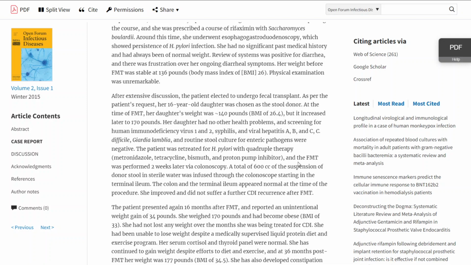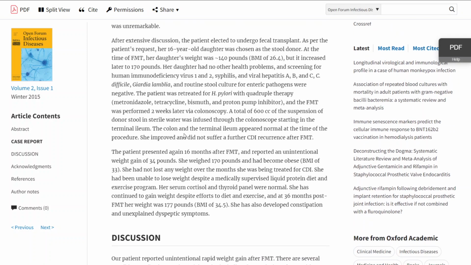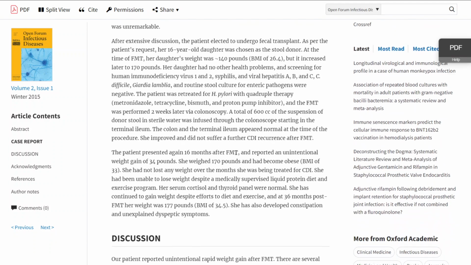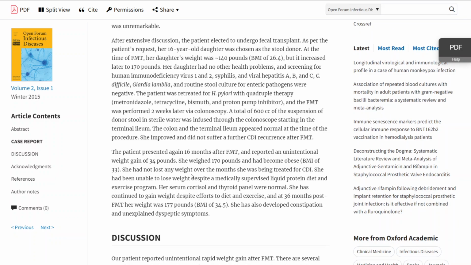This sounds a little gross, but this is a very well-established treatment for Clostridium difficile. It's very effective. What they did is they suspended the stool, and then they infused it using a colonoscopy scope. When they did that, the patient was cured of her Clostridium difficile infection, and that was no longer a problem. However, 16 months afterwards, she reported an unintentional weight gain of 34 pounds. So she used to weigh 136 pounds and was not obese, and then she weighed 170 pounds and became obese, BMI of 33.